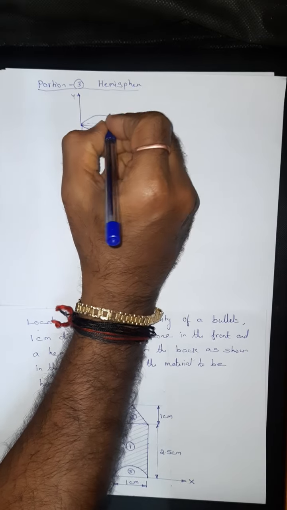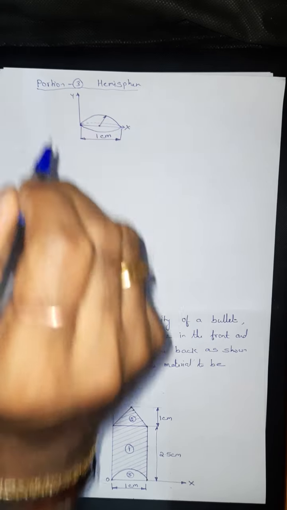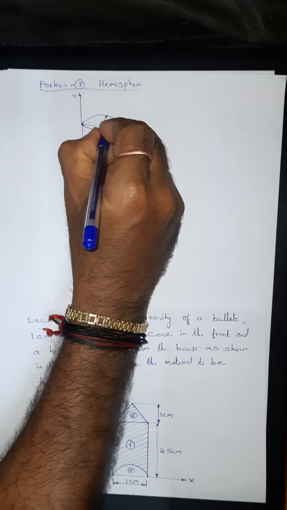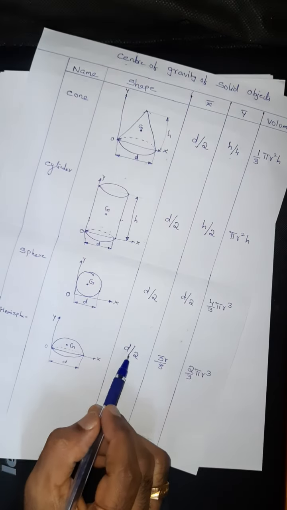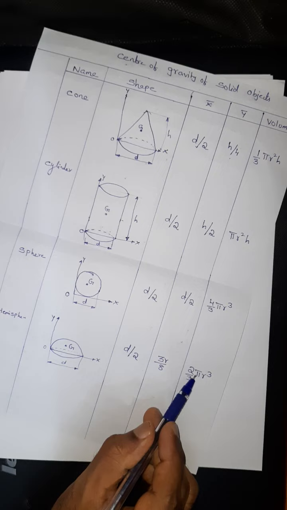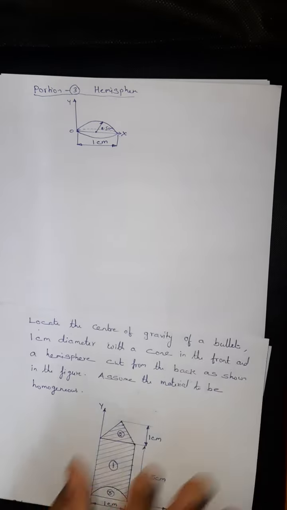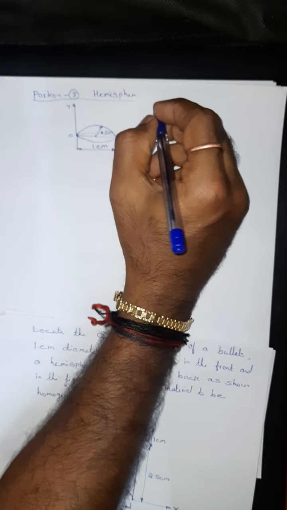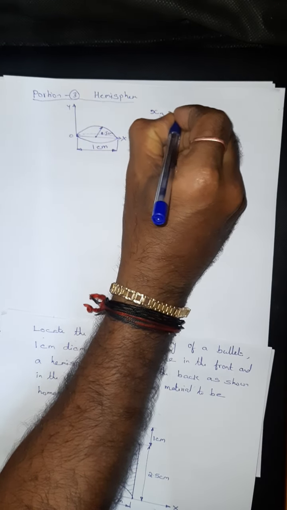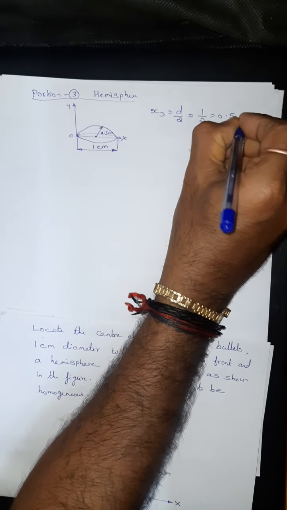So then the radius is 0.5 centimeter. This is origin. So what about the formula for hemisphere? It is d by 2, 3r by 8 and 2 by 3 pi r cube. That is the hemisphere formula, isn't it? So just calculate it. Since it is touching both the x and y axis, you need not consider the x distance and y distance. The formula can be x3 is equal to d by 2. So the diameter is 1 divided by 2, which is 0.5 centimeter, isn't it?